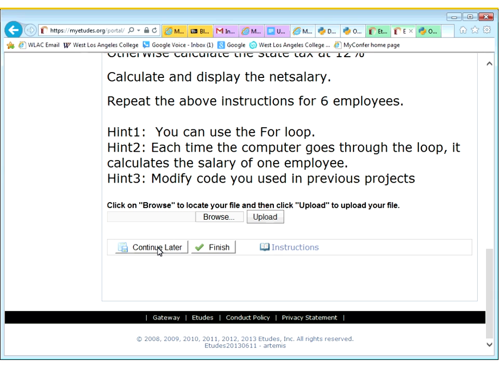And if it's past the due date, and especially if it's 2 days past the due date, then I'm not going to accept it. So you definitely have to hit finish, but you don't want to do it too early. Okay? Does everyone understand that?